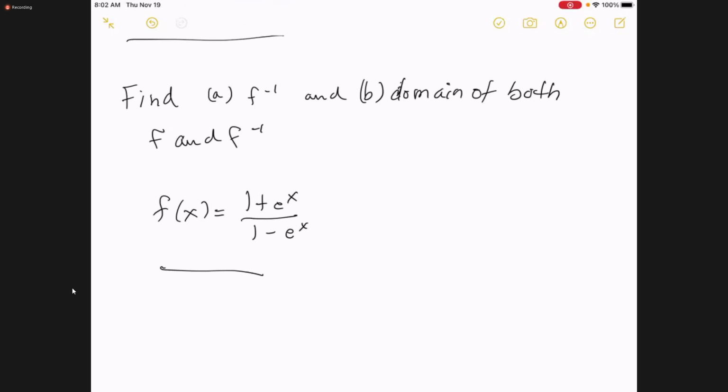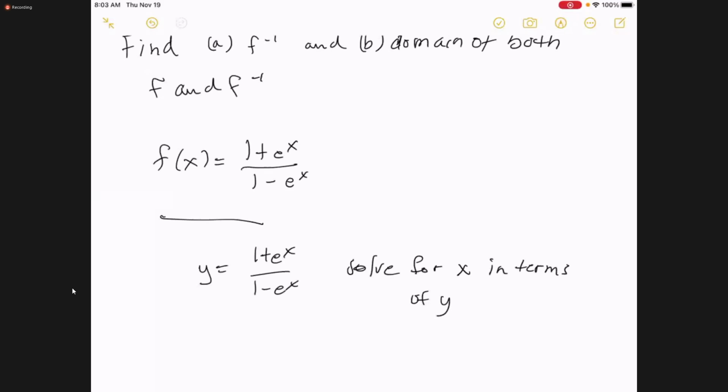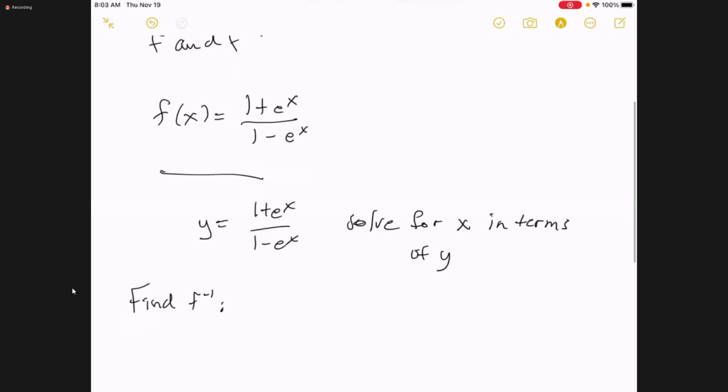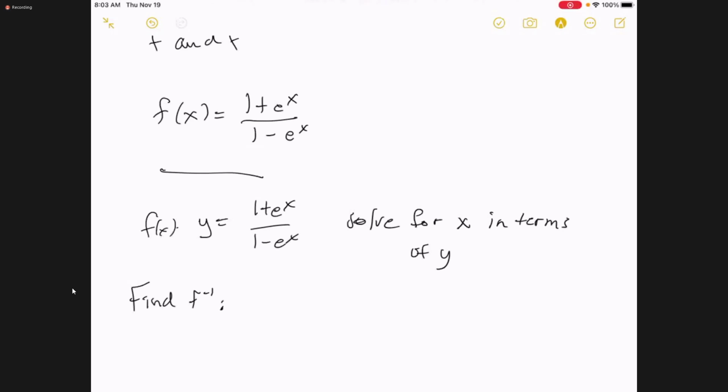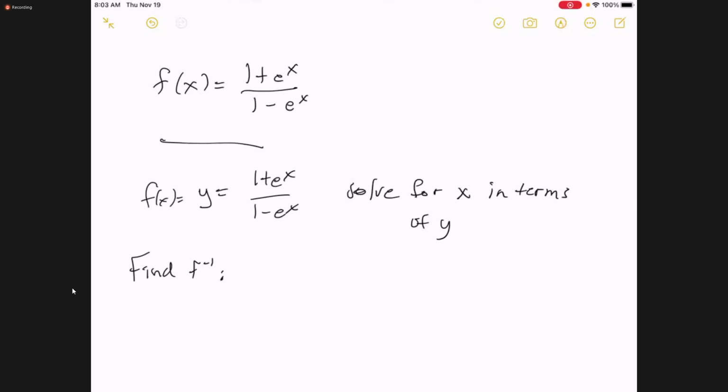And to do that, what you do is, okay, let's set y equal to f of x, and you solve for x in terms of y. So instead of having a function of x, you'll have a function of y. Okay. And then you interchange the x and the y. So let's do that. Okay, so I start by letting f of x equal to y. And I now want to solve for x.